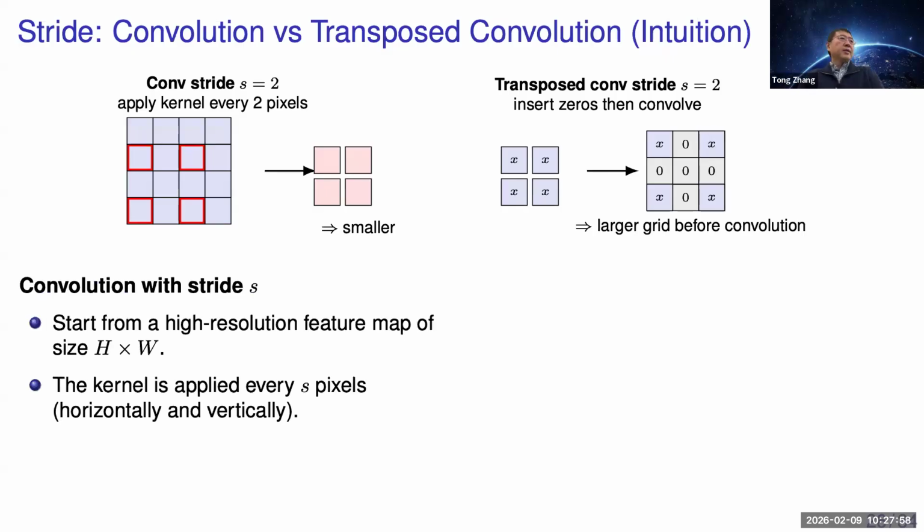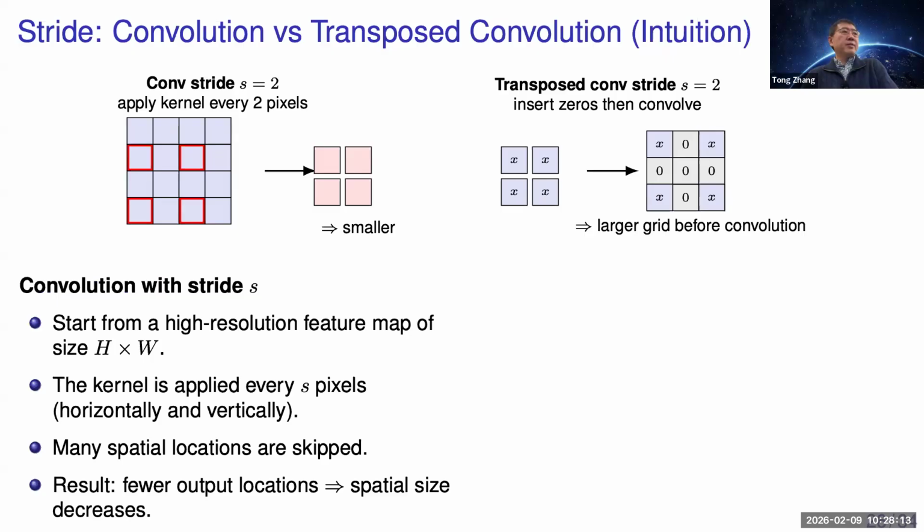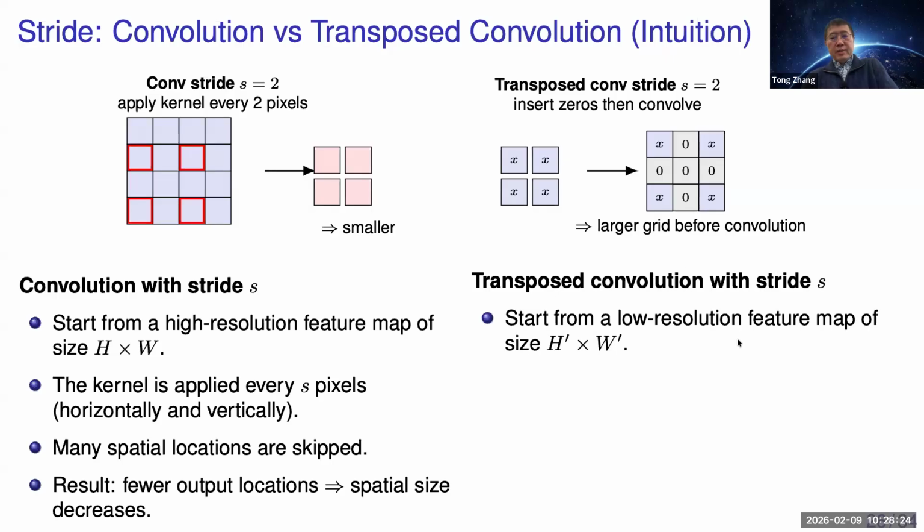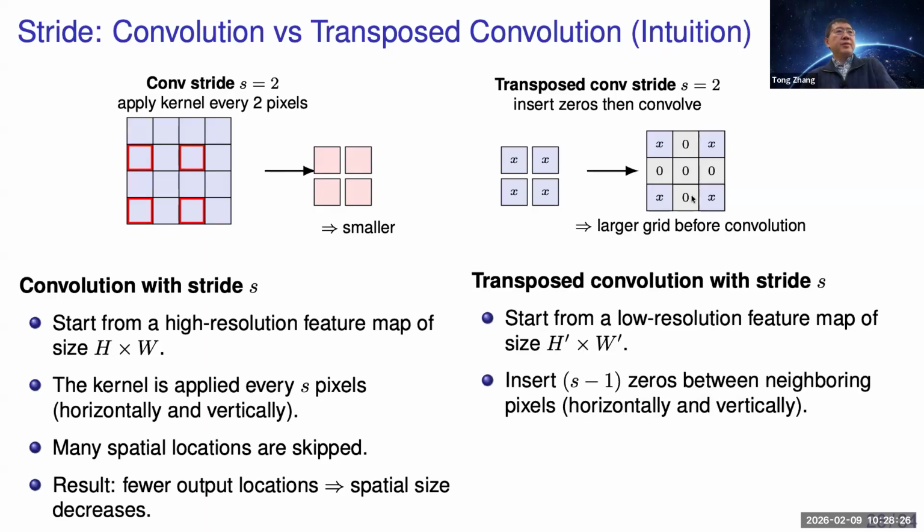Convolution with stride S starts from a high resolution feature of size h. You apply it every S pixels, so the spatial size is reduced by a factor of S. So with convolution with stride S, you get a lower resolution. For the transpose version, you insert zeros and then apply a standard convolution after that. That's basically how it works.